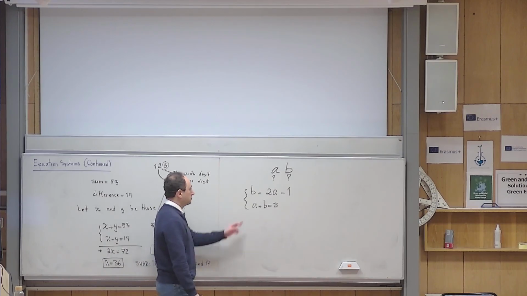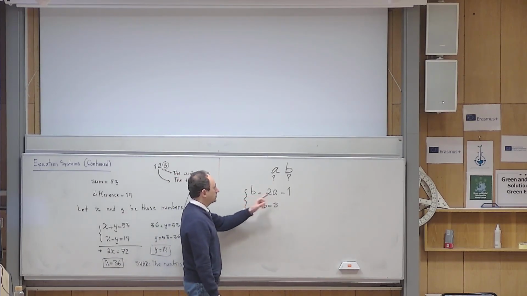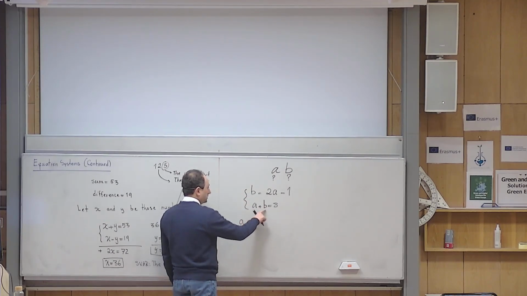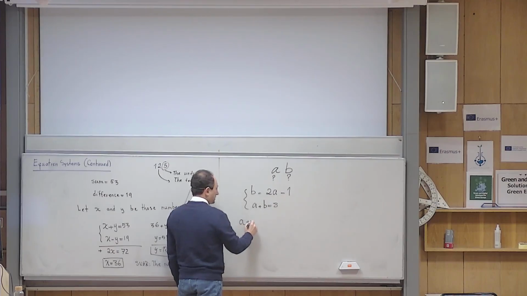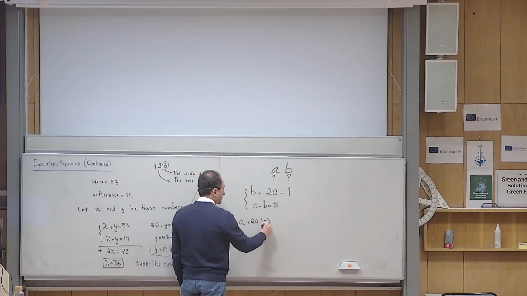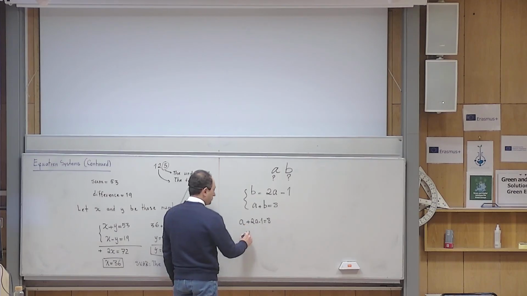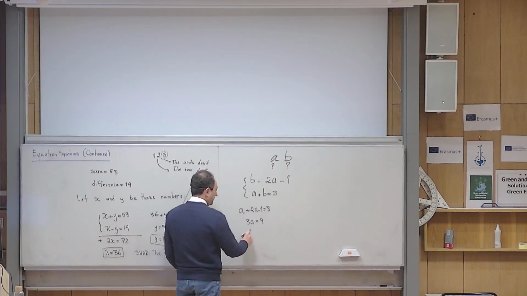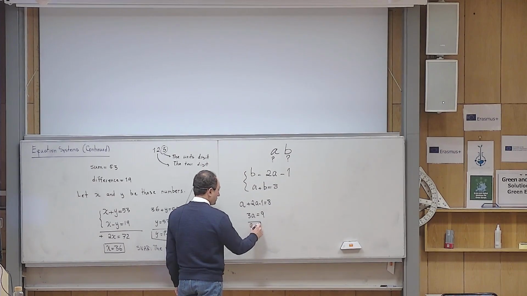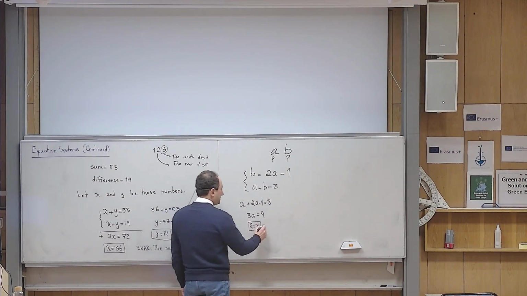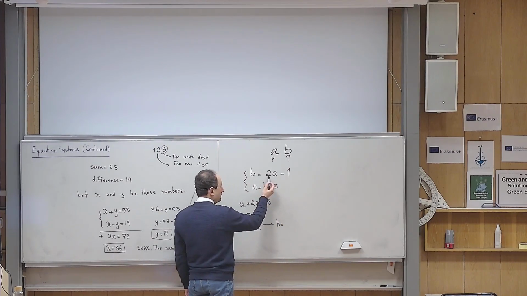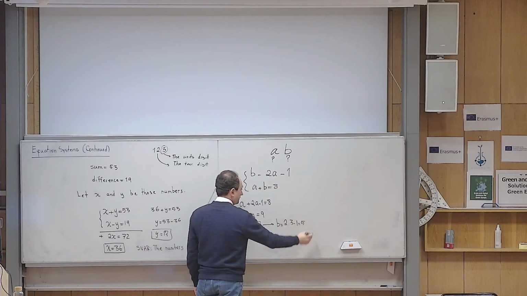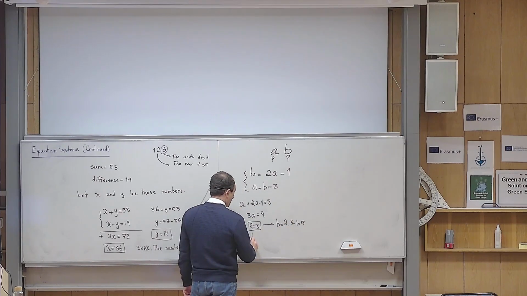Substitution is better because B is expressed in terms of A. So I go to the second equation, I write A, but instead of B, I put 2A minus 1 is equal to 8. 2A plus A is 3A. I move 1 to the other side, it becomes 9. I divide by 3, so it becomes 3. So A is 3. When A is 3, B is 2 times 3 minus 1, which is 5. Okay, so B is 5.